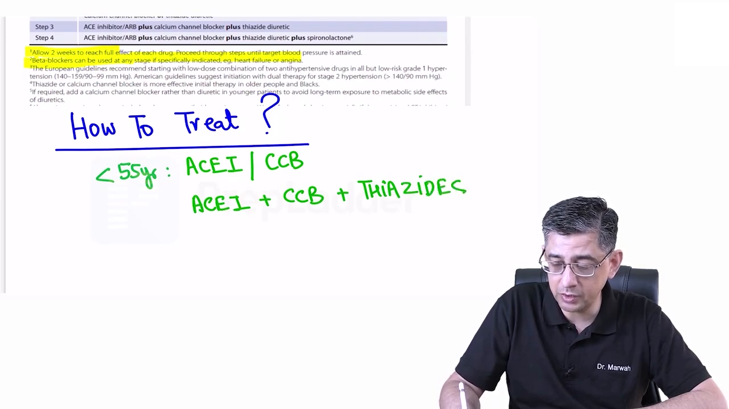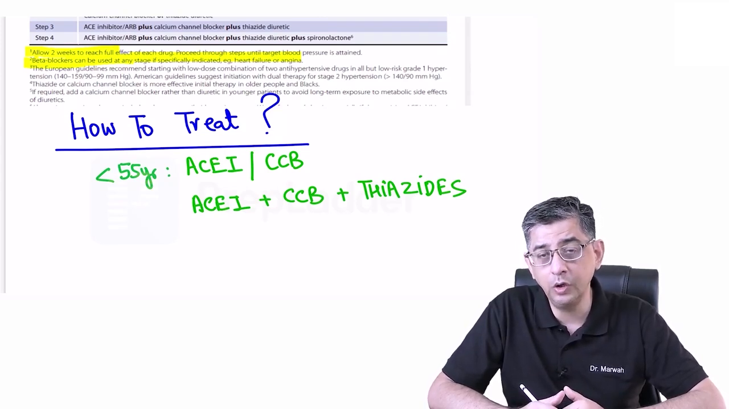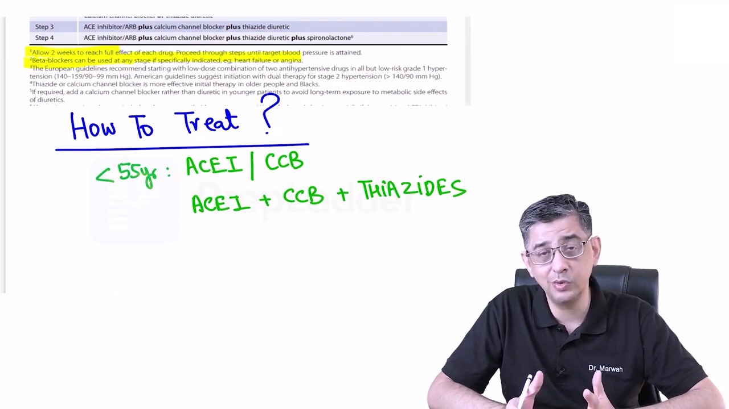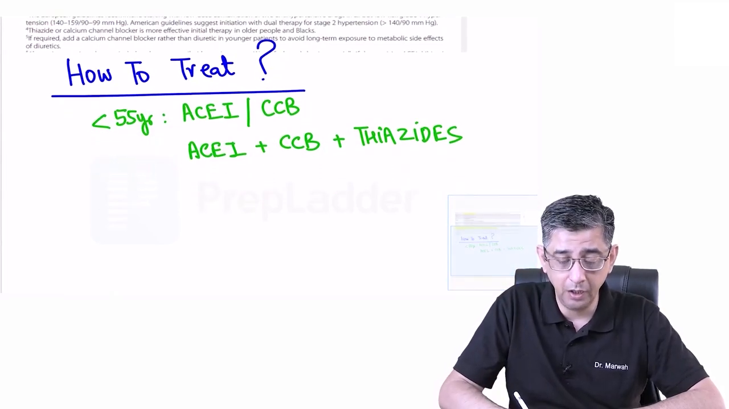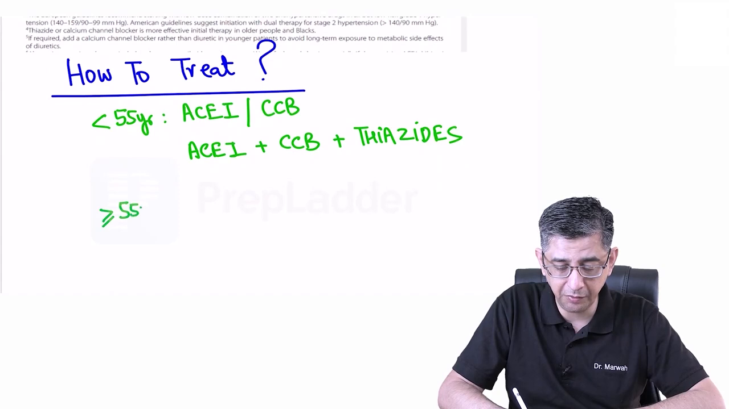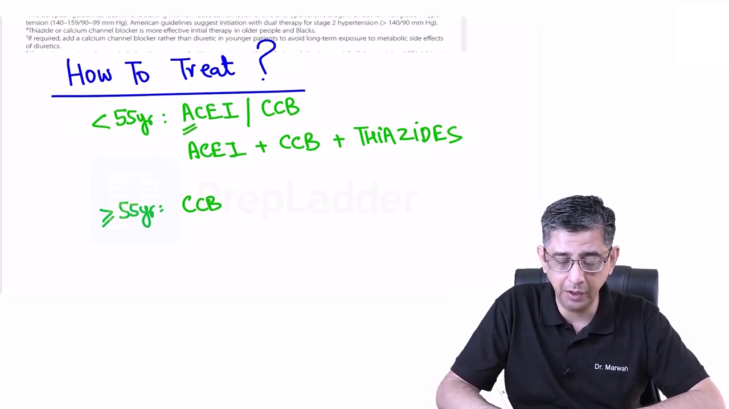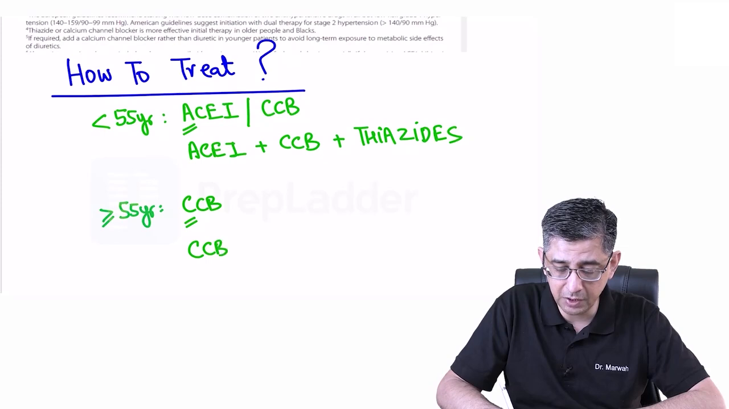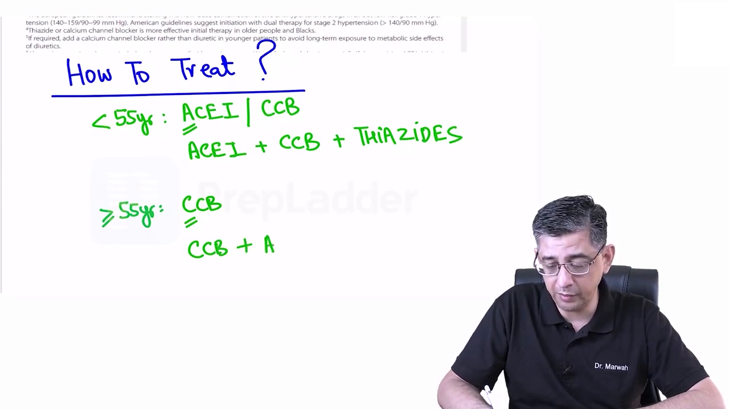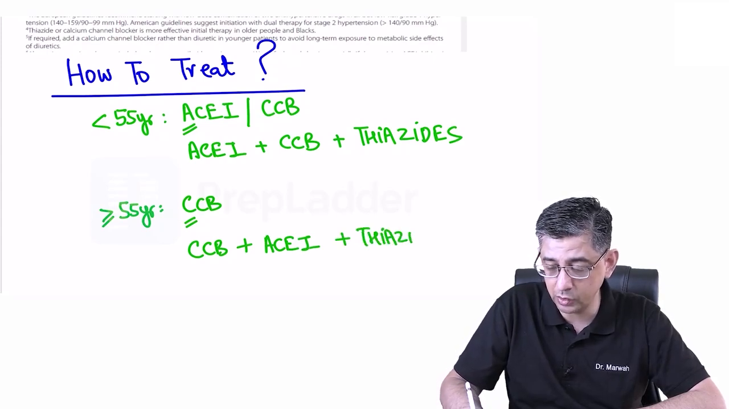But whenever you're giving thiazides to the patient, you must remember they can cause a derangement of the lipid profile in the long run. They can cause blood sugar values to get elevated, so HbA1c values in the patient can definitely increase. If the age group of the patient is more than 55 years, then the textbook says you should start with calcium channel blockers. The message here is: in a younger patient it is an ACE inhibitor, in an older patient it is a calcium channel blocker. If CCB alone doesn't give a good result, you can add ACE inhibitors, and if required you can add thiazides also.